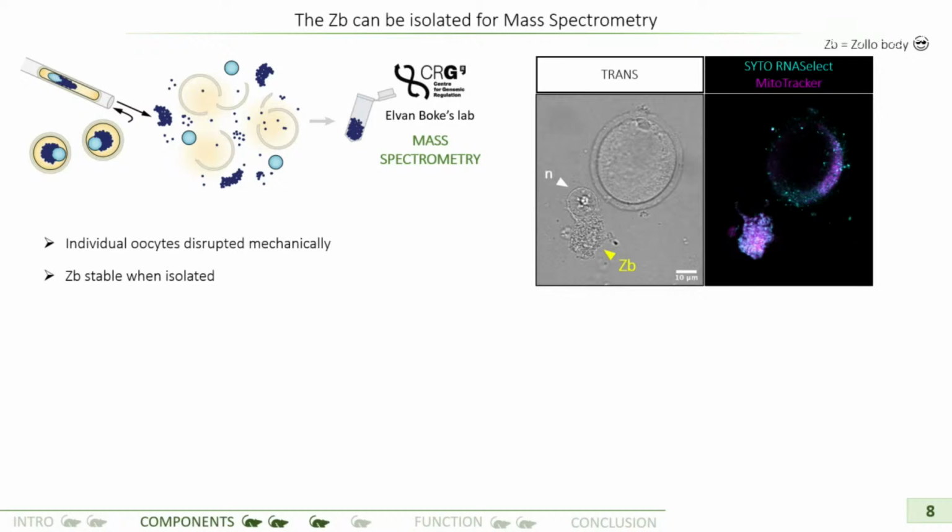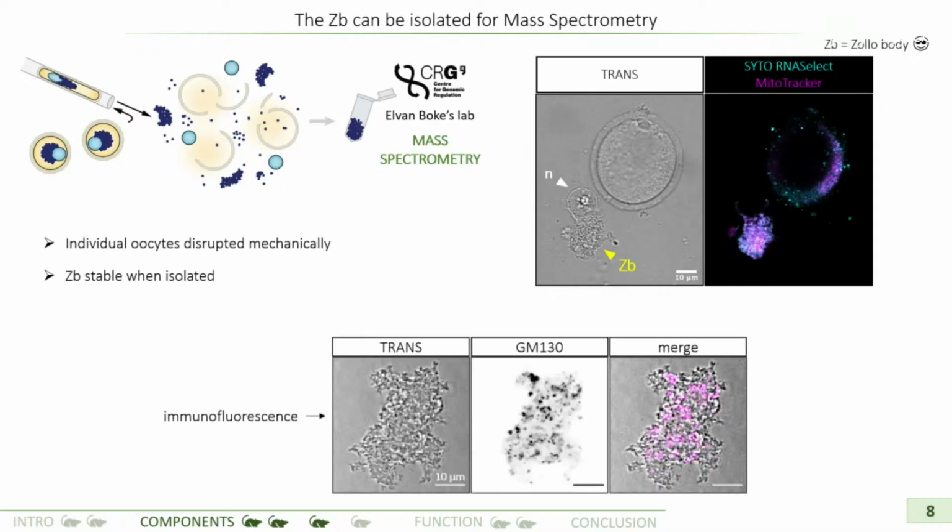We can see it here colored for mitochondria and RNAs, while this here that you see in the image is the single oocyte that has just been squished. So it's now emptier of cytoplasm, but probably full of resentment. And most importantly, the fact that this isolation was possible was a big surprise, because it means that the Zollo body is extremely stable. And it is so stable, in fact, that I was able to fix it on a cover slip for immunofluorescence, as we can see here for a Golgi antibody.